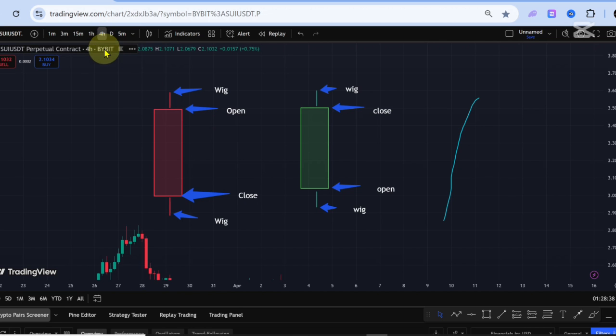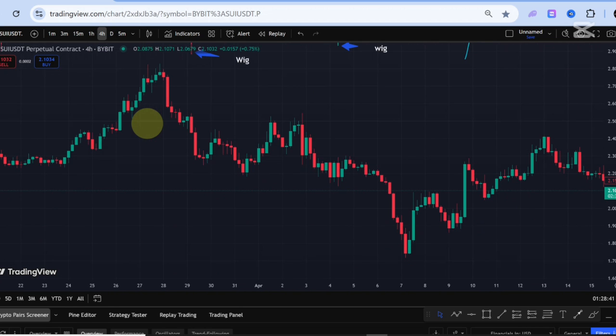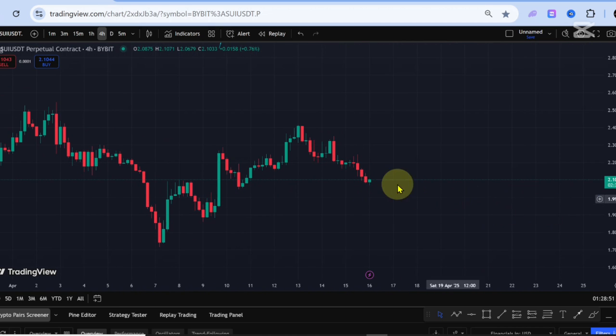Right now I'm on the 4 hours time frame, and if I scroll down, each of these candlesticks tells us price movement in the last 4 hours. Let me scroll to the next side. This particular candle tells us price movement in the last 4 hours. So each of these candlesticks covers 4 hours, and this particular one has not closed yet. Once 4 hours end, a new candlestick is going to form. Understand?